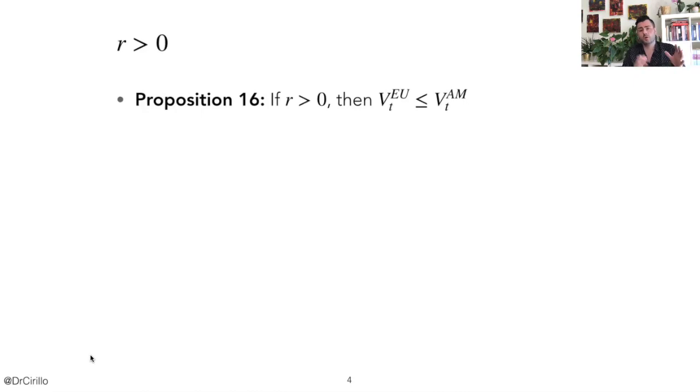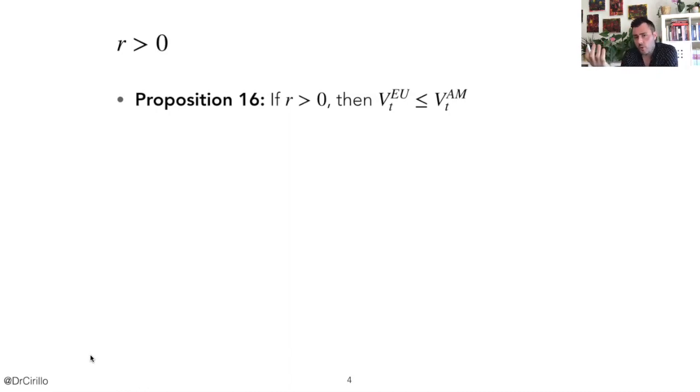So when we consider two puts, an American and a European, with all the parameters being the same, and the only difference is that the American can be exercised at any time between 0 and capital T, while the European can only be exercised at capital T, then we can show that in any case the value of the European is always smaller than or equal to the value of the American. Now, how can we show that?